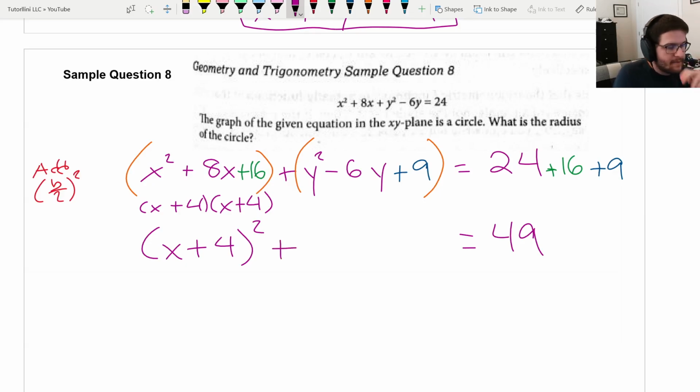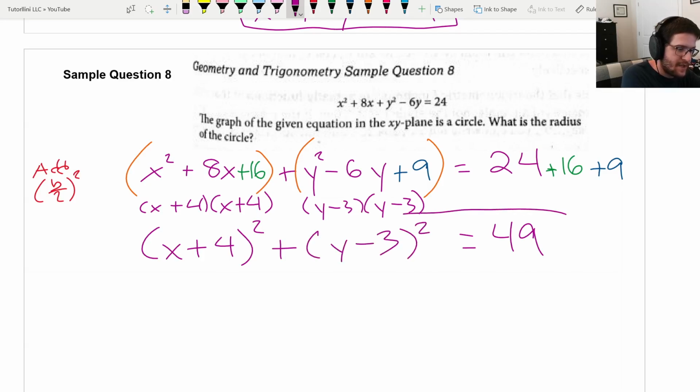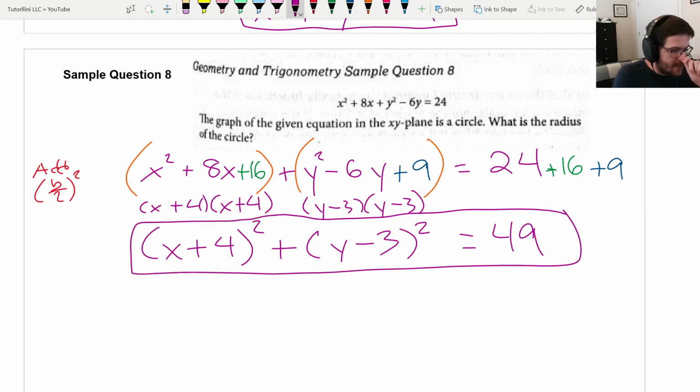And for the y's, add to -6, multiply to 9. So if we did it right, it should be a perfect square. It's y minus 3, y minus 3. See how those add to -6 but multiply to 9. So plus (y minus 3) squared. So this is the equation. We did a bunch of work, but you can get it into its standard equation.